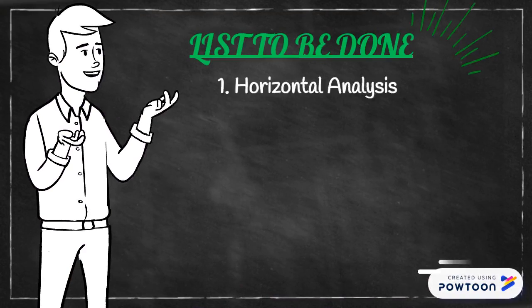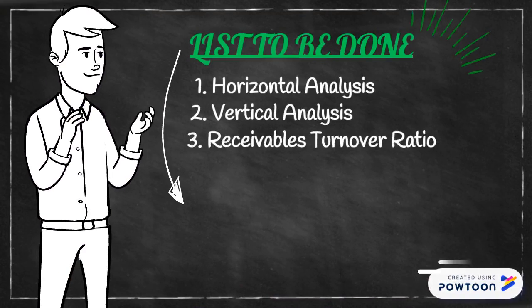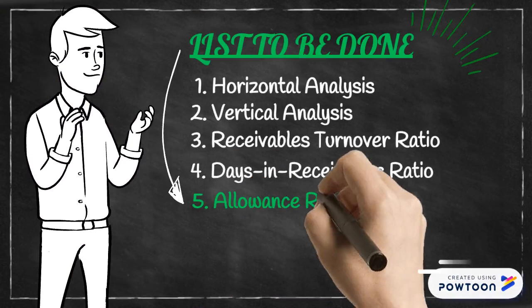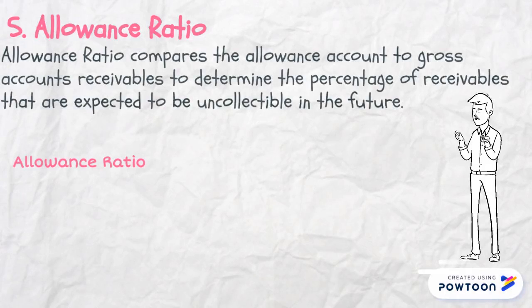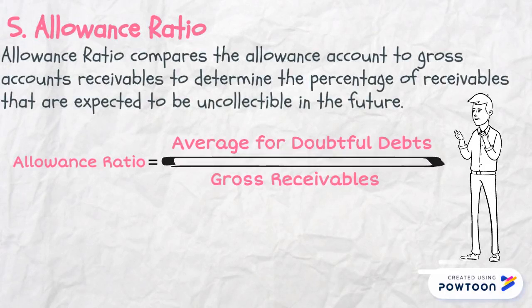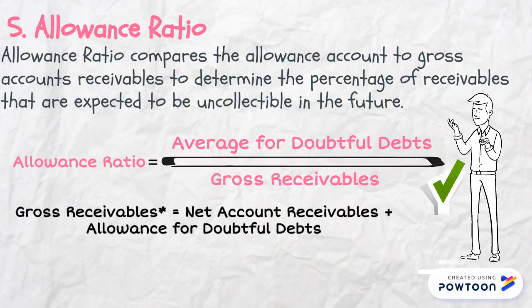So far, we have completed the horizontal and vertical analysis, receivables turnover ratio, and days in receivables ratio, and now what's left is the allowance ratio. The allowance ratio compares the allowance account to gross accounts receivable to determine the percentage of receivables that are expected to be uncollectible in the future. You simply divide the allowance for doubtful debts by the gross receivables. Just note, companies want this ratio to be as low as possible, as a higher ratio indicates that a company expects more receivables to be uncollectible.